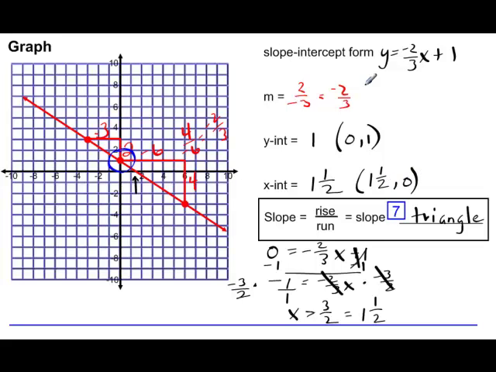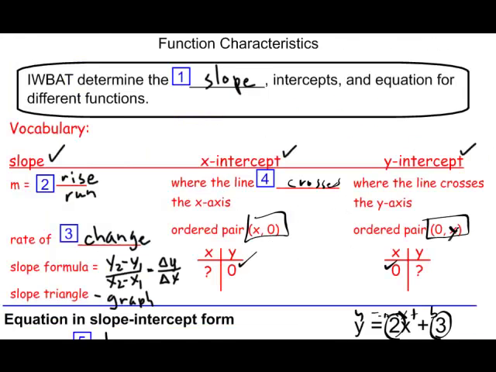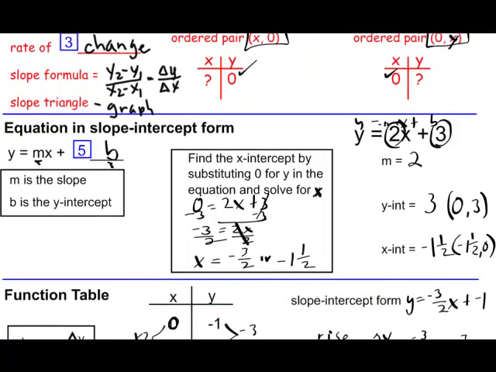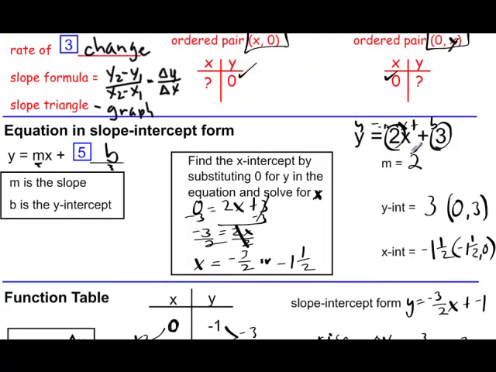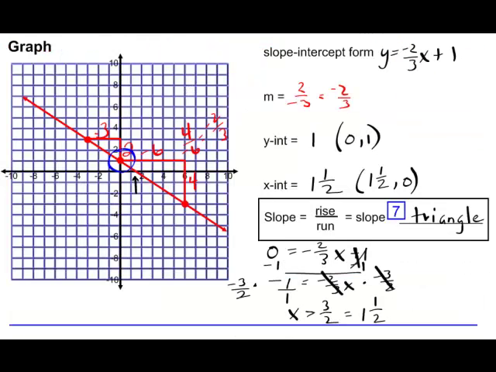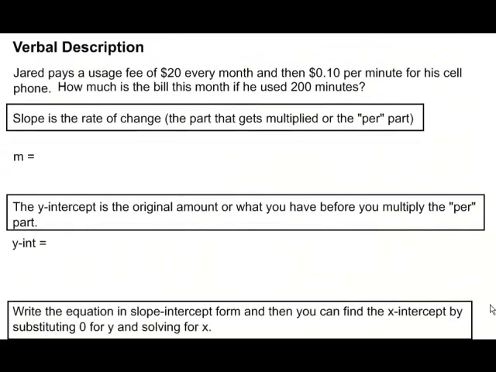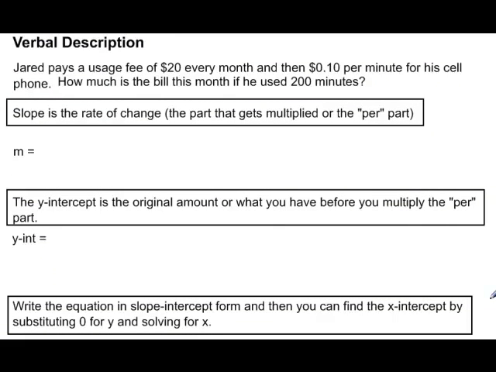So again, we could compare these characteristics with the characteristics on this page. This equation still has the largest slope compared to these other ones. So finally, we have a verbal description. It says, Jared pays a usage fee of $20 every month and then 10 cents per minute for his cell phone. How much is the bill this month if you use 200 minutes?